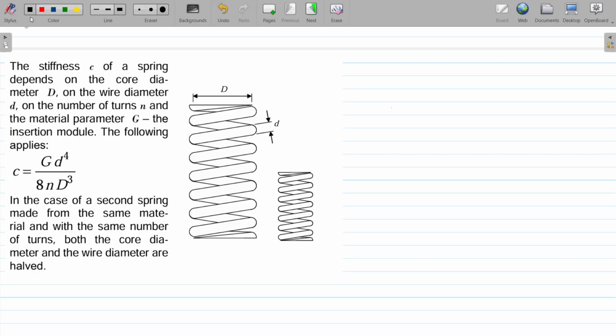So students, let us see this question. This question says the stiffness C of a spring depends on core diameter D. This is the core diameter as you can see in this diagram. This is the core diameter of the spring.